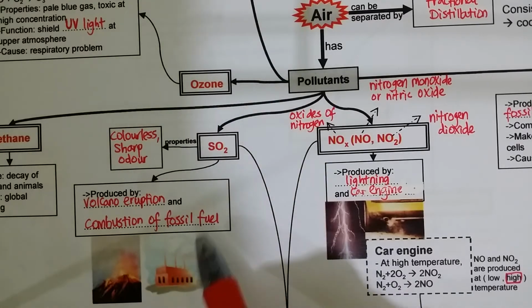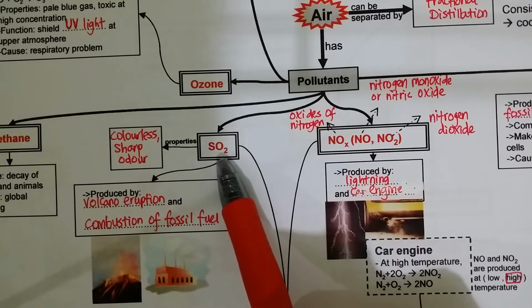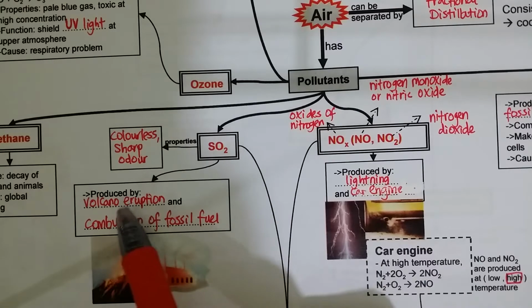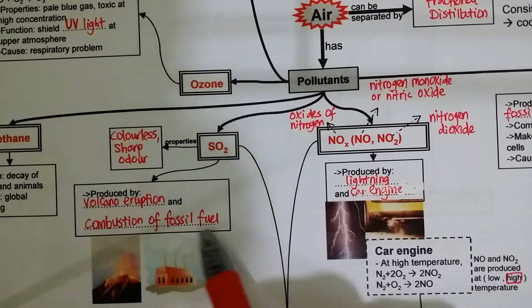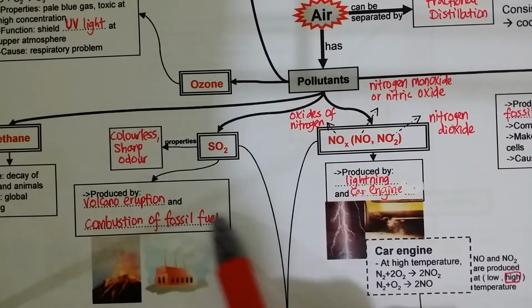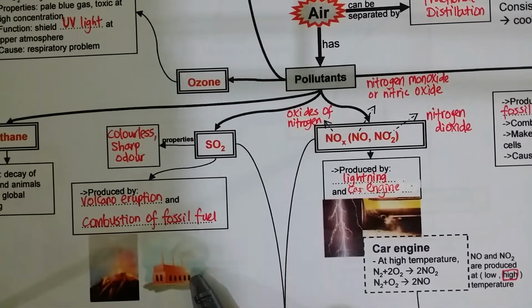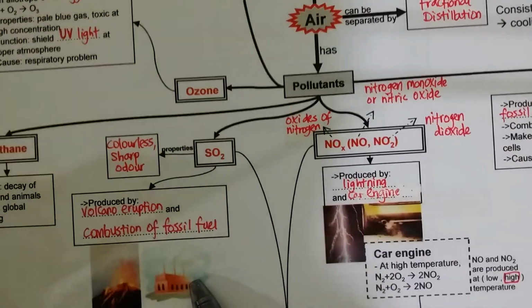Oftentimes questions would ask you, how is sulfur dioxide produced? So you have to write either volcano eruption or combustion of fossil fuel. Combustion of fossil fuel will be like from the factories, etc.